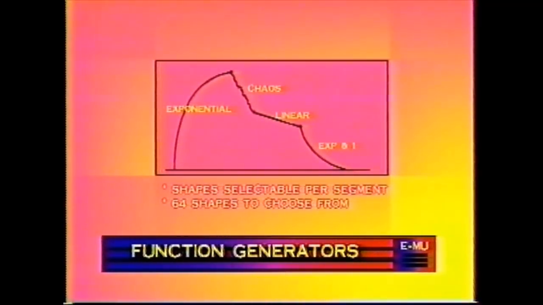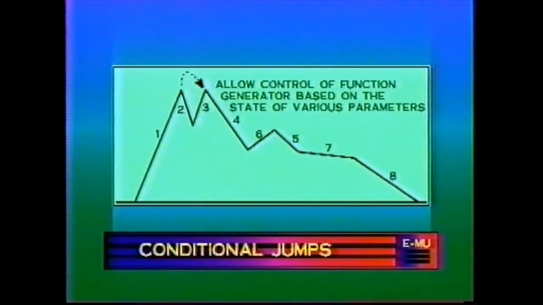The Morpheus function generators also allow conditional jumps. And what this means is you can program a function generator to jump directly to a segment based on a specified value. This function generator, for example, jumps directly from segment 1 to segment 4 if the velocity of the note is less than 84. If it's greater than 84, all segments will be played. This produces different attack characteristics depending on performance articulation.